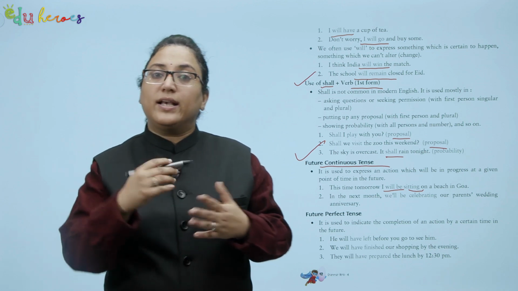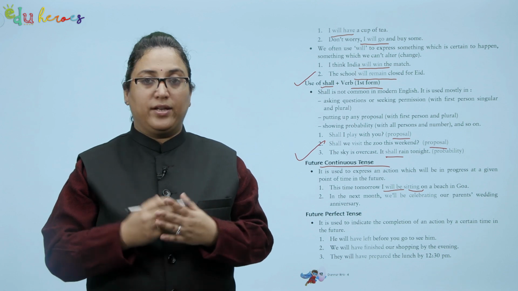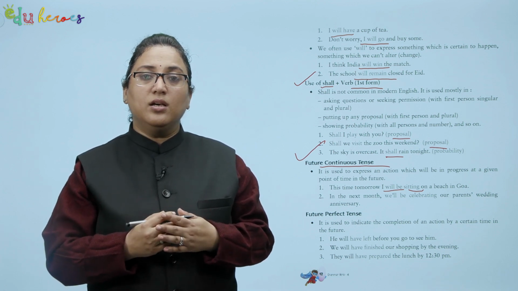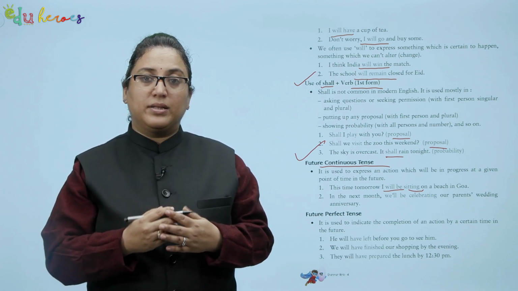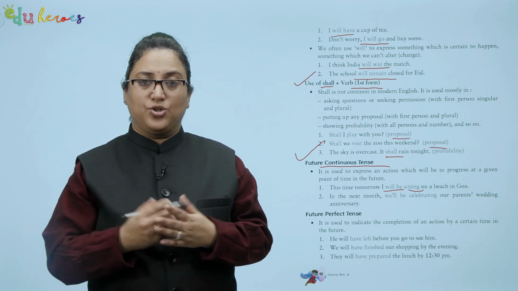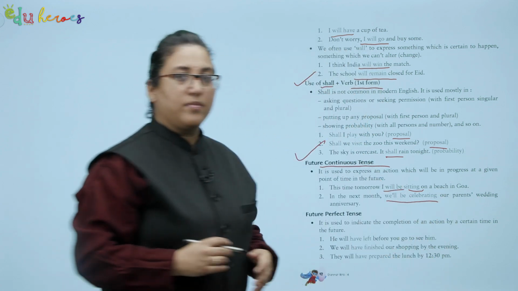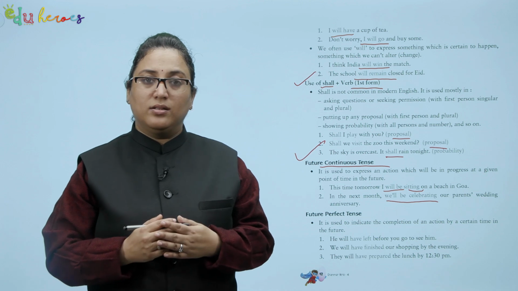For example, in the next month, we'll be celebrating our parents' wedding anniversary. Here also you see, we'll be, but then there's another verb here, celebrating. So the verb can keep on changing. We'll. We'll here is a contraction of we will.